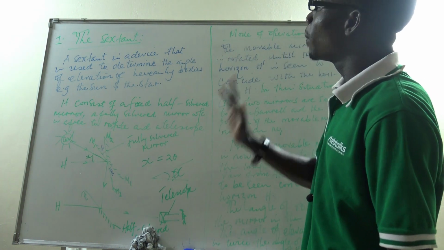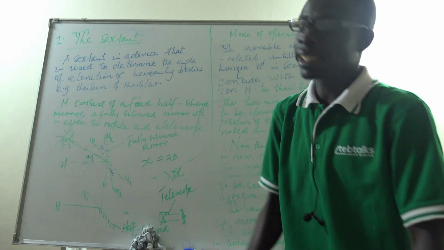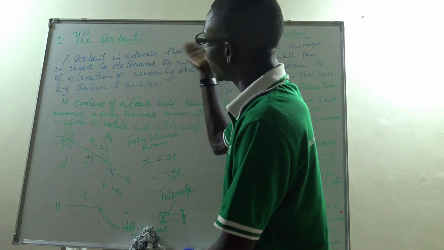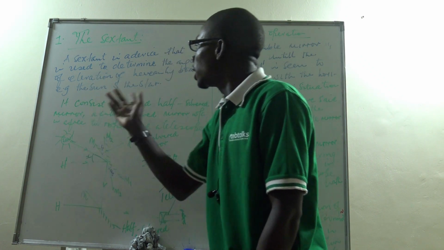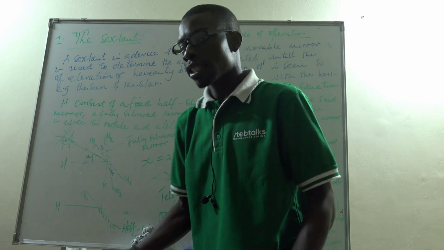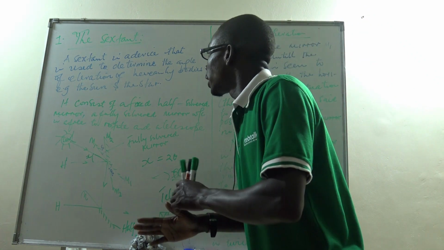And we said one of the applications of that idea is in the sextant. And we said, what is the sextant then? We said the sextant is just a device that is used to determine the angle of elevation of heavenly bodies, e.g. the sun and the stars, isn't it? As an example of any heavenly body that we are talking about.